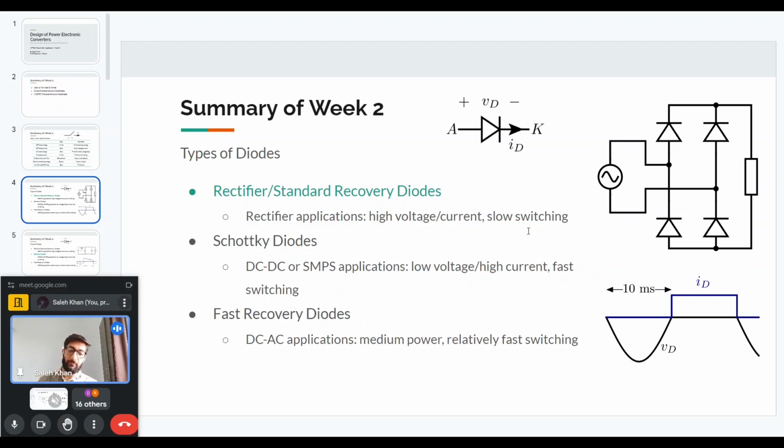So first of all, if we have a rectifier application where we have very high voltages and currents, but the devices are switching at a very slow speed. For example, if we have a 50 hertz signal, then the half cycle where the diode is conducting and where it is off is 10 milliseconds, which is a significantly large time in power electronic circuits. So that means these devices don't have to switch very fast. We can allow a slow switching device for rectifier applications.